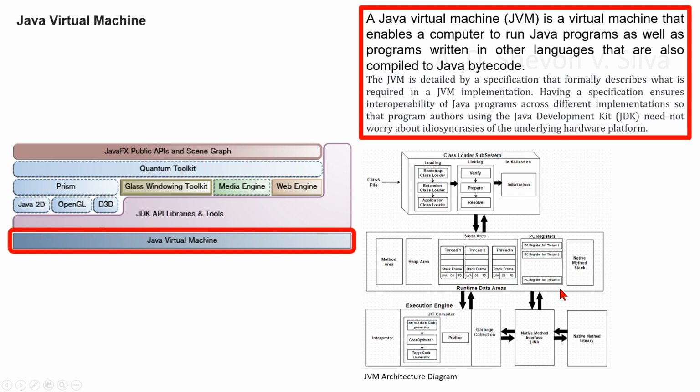PC registers: each thread will have separate PC registers to hold the address of the current execution instruction. Once the instruction is executed, the PC register will be updated with the next instruction. Native method stack: the native method stack holds native method information. For every thread, a separate native method stack will be created.